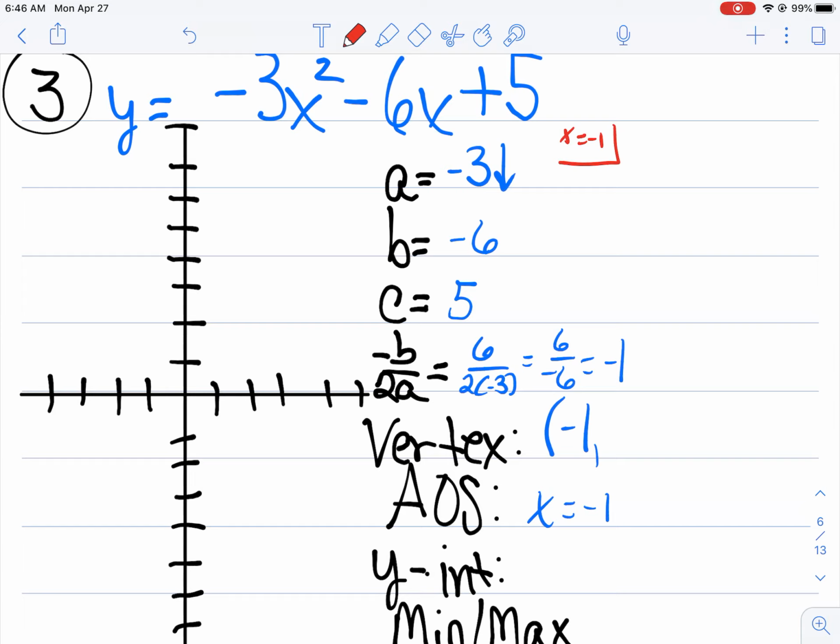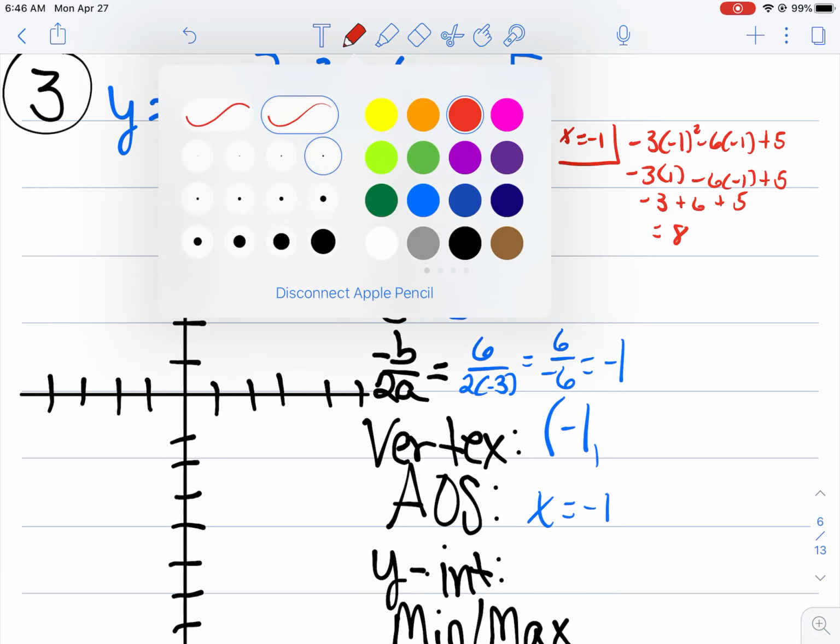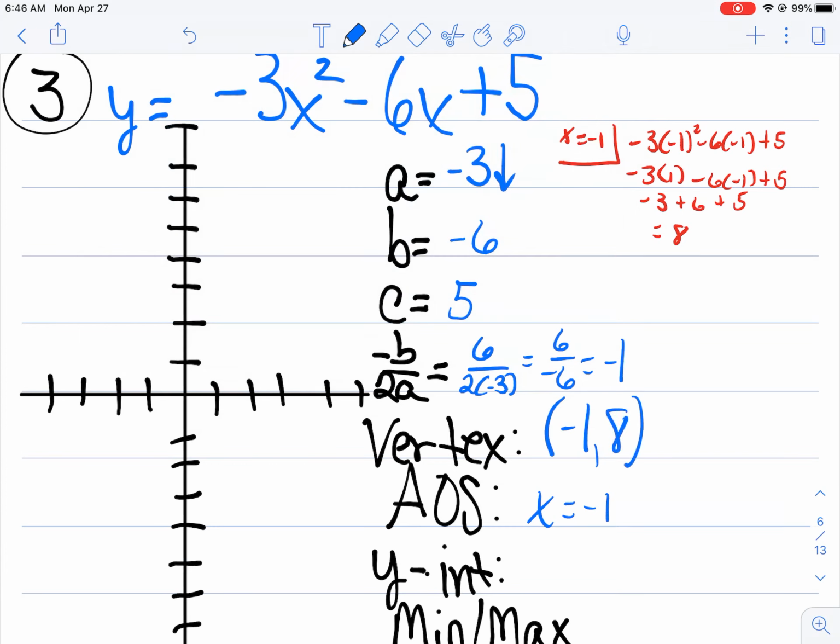So it's going to be -3 times -1 squared minus 6 times -1 plus 5. All right, so negative 1 squared is 1, of course, so negative 3 times 1 minus 6 times negative 1 plus 5. So I have negative 3 plus 6 plus 5. If I add those all together, negative 3 plus 6 is 3. 3 plus 5 is 8. Okay, so the coordinates of the vertex are negative 1, 8. All right, y-intercept.